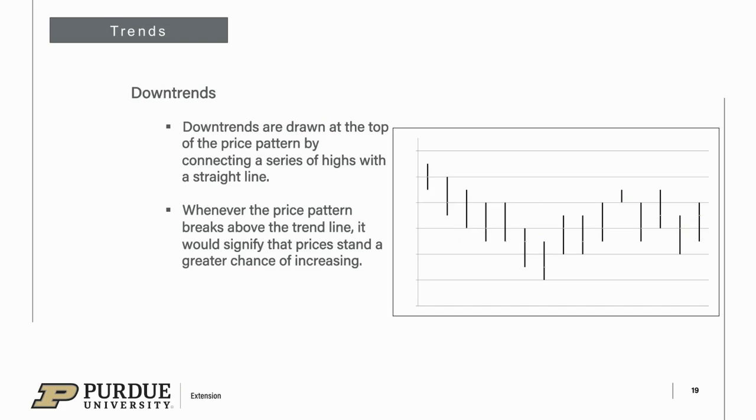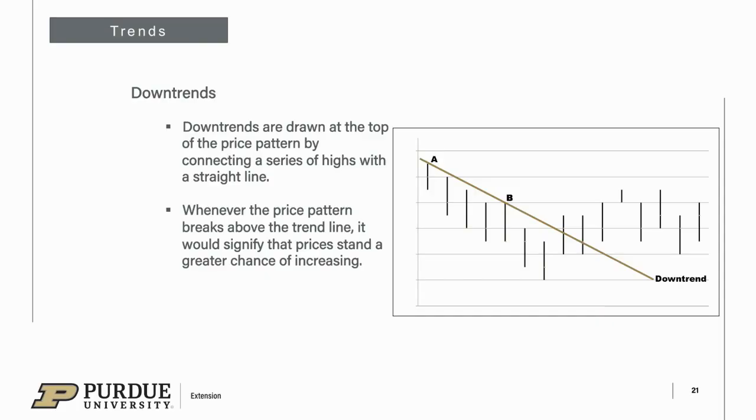In comparison, we have downtrends, and they are drawn at the top of our pricing line and are done by connecting those high points. And it shows that prices are going downward and that they are decreasing. So we're really happy when we see a breakout from a downtrend, because that means prices are moving up and we're going to see, or hopefully receive, higher prices.